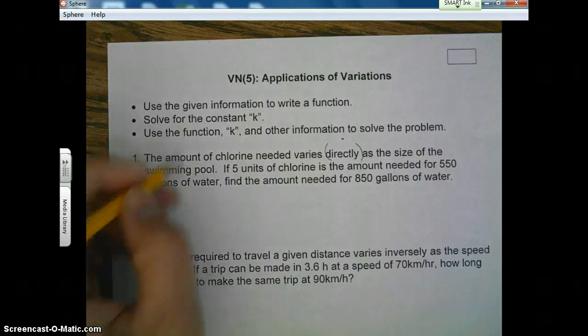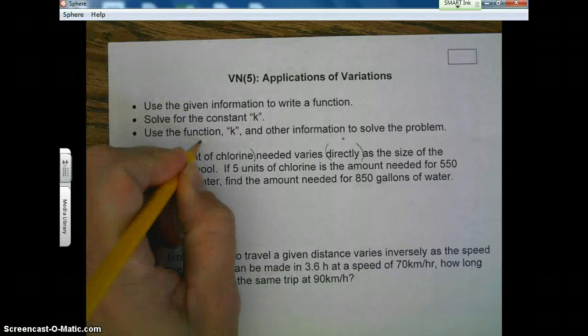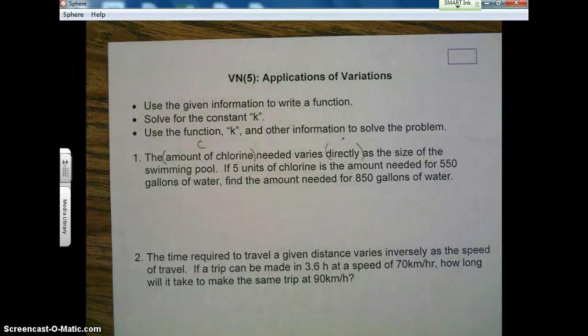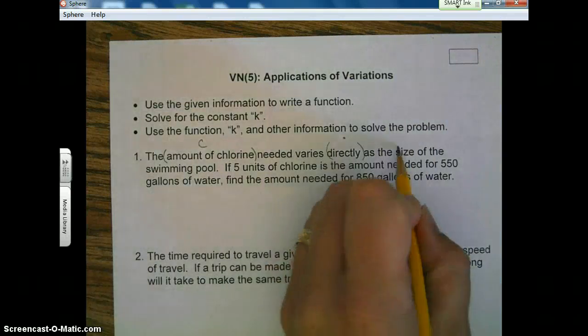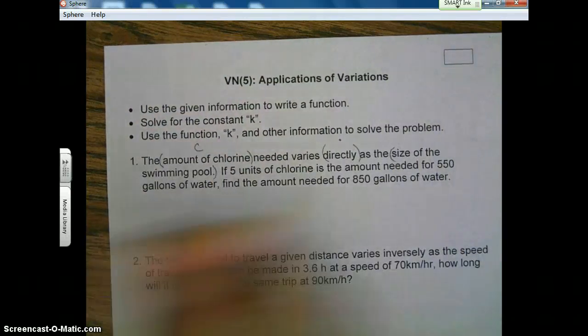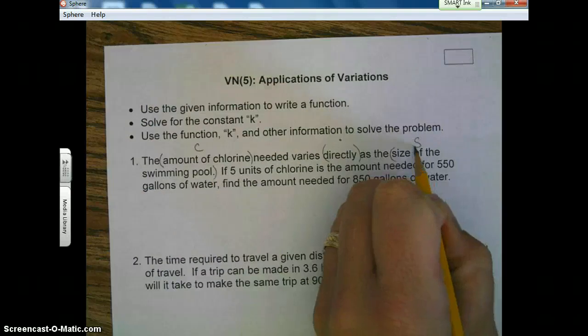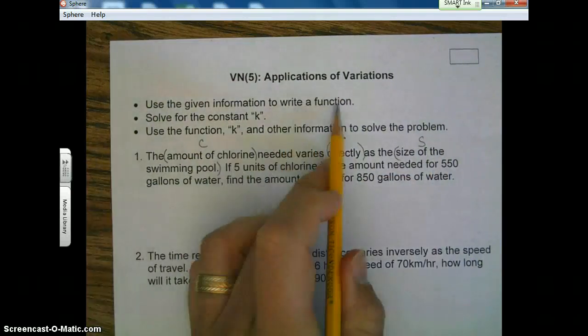So our first variable is going to be the amount of chlorine. I'm going to go ahead and call that C. That's the amount of chlorine. Okay, the other variable in the problem is going to be the size of the swimming pool. Okay, I'm going to go ahead and call that S. Now I'm going to go ahead and write the function.